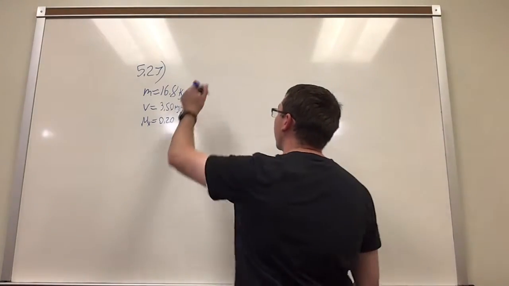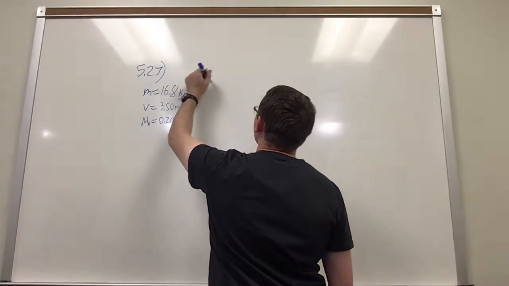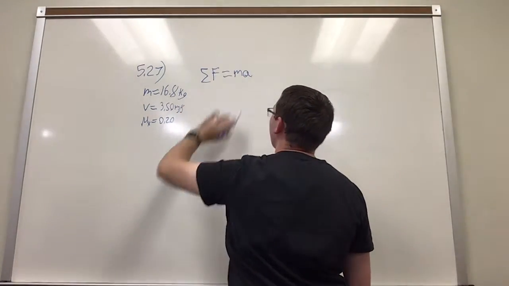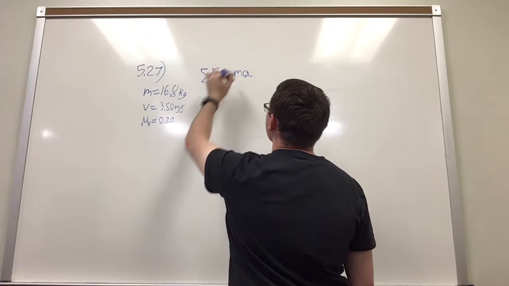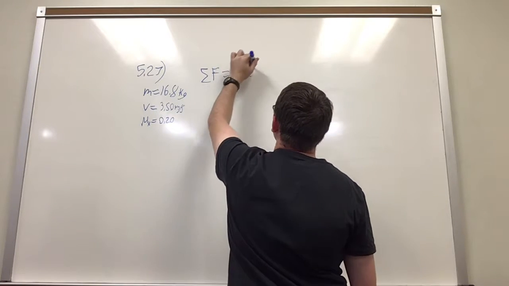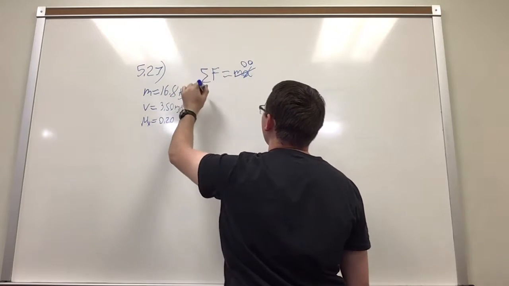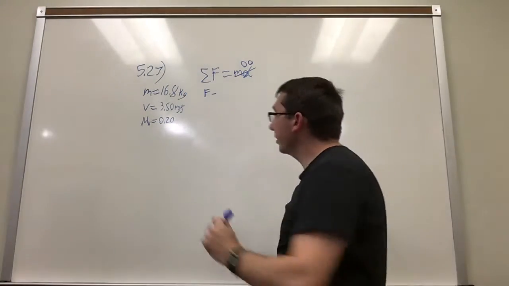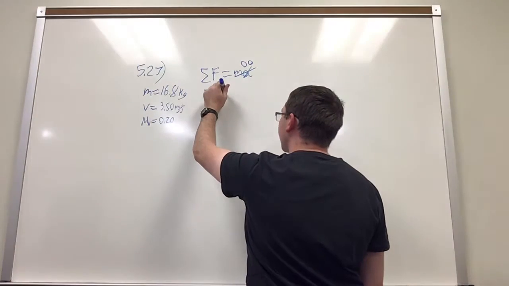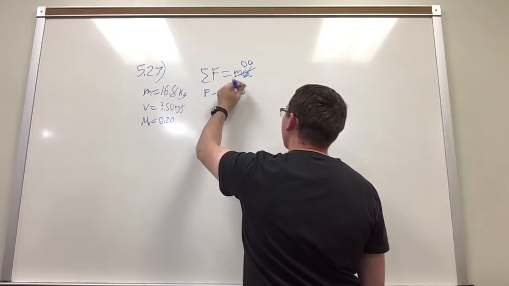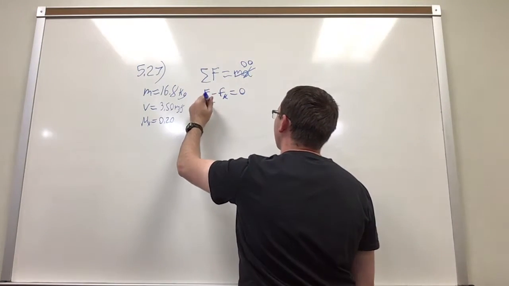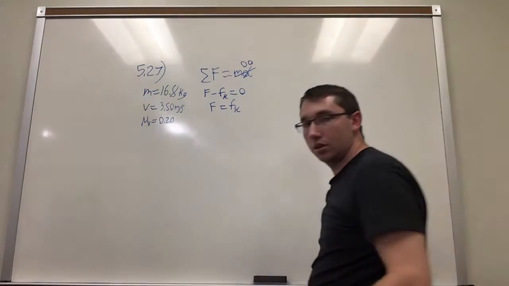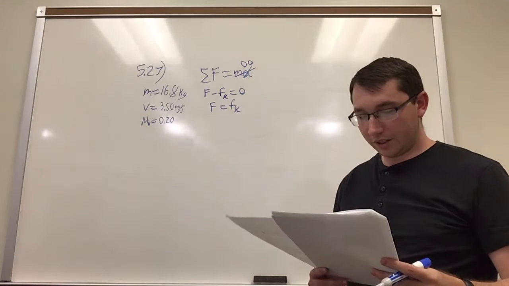So, start off, we know that the sum of the forces is going to be equal to the mass times the acceleration. We want it to stay at this velocity, so we know that the acceleration is going to be zero, so the whole thing will be zero. So we're going to have the force that the worker is pushing with minus the force of kinetic friction equal to zero, so that force is going to be equal to the force of kinetic friction.